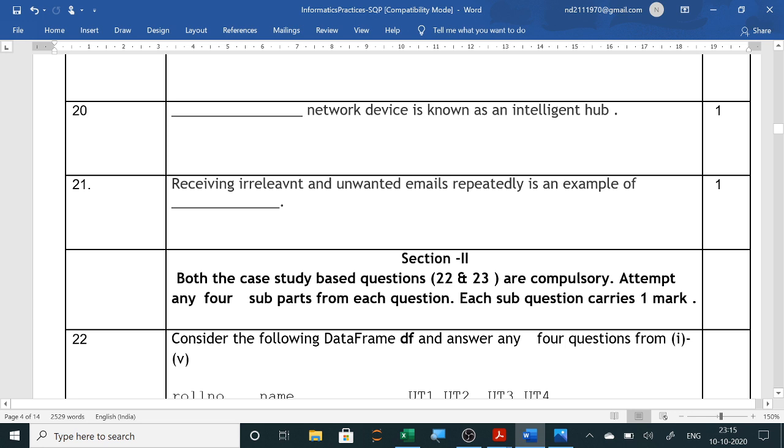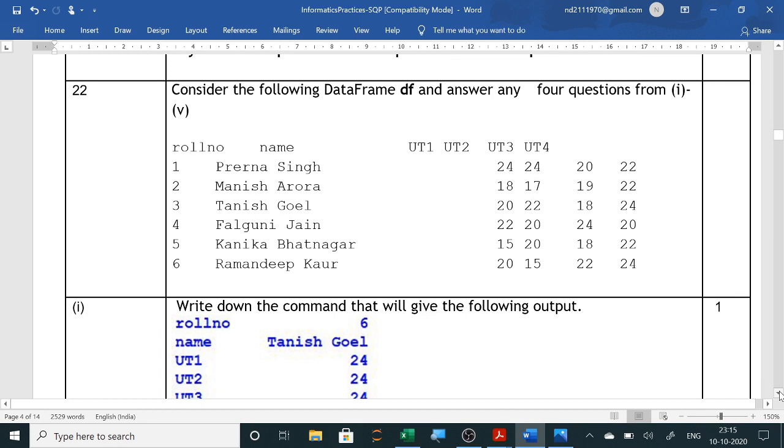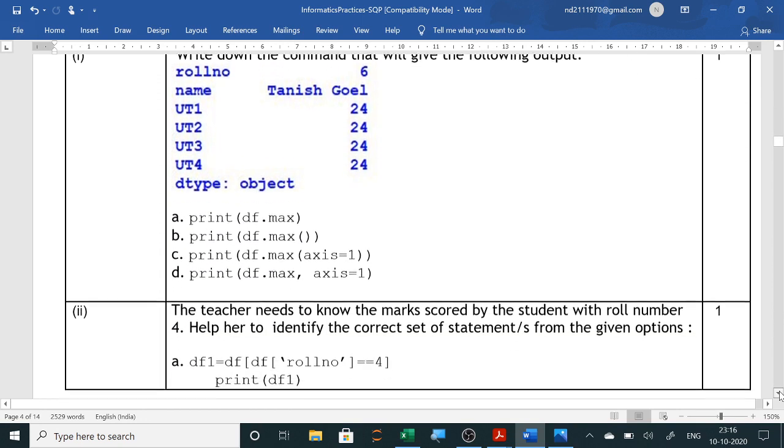Now, section 2, you can see 22nd and 23rd questions are case studies and compulsory. You have to attempt here. Now, in this, you can see any 4 questions from 1 to 5, which means we are having a choice here.